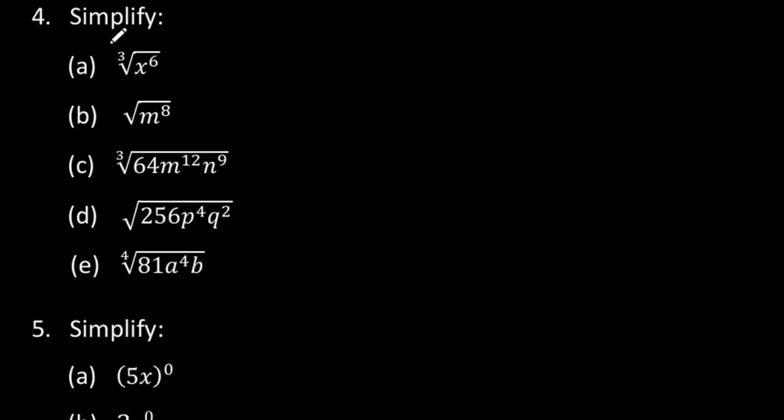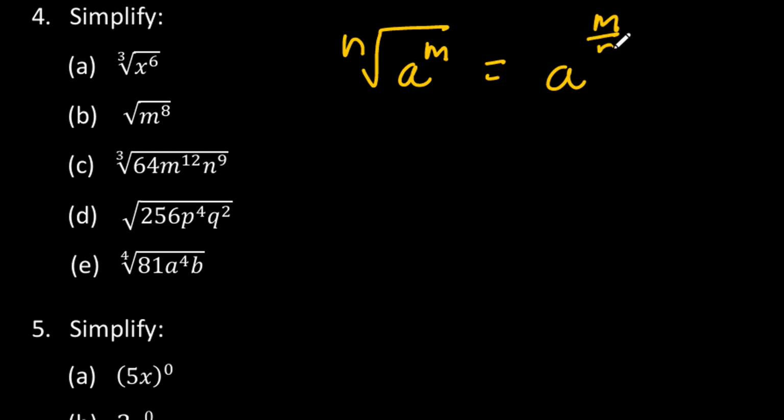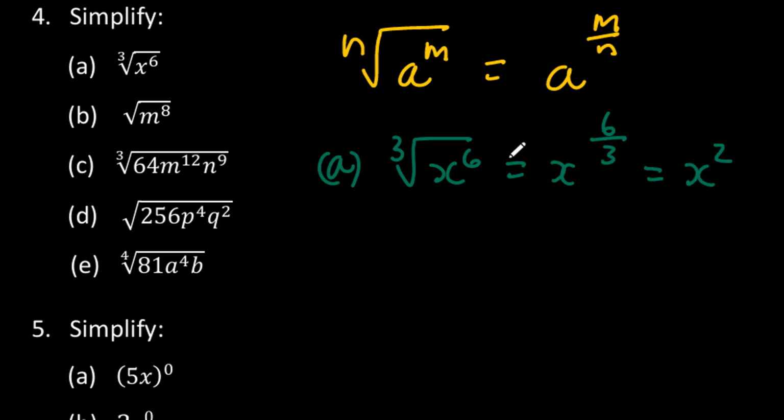Then question 4 here deals with the exponential law that says the nth root of a to the m equals a to the m over n. Once again, we can use this law to write a surd as an exponent. So let's look at a. We have the cube root of x to the 6. So in this case, n is equal to 3 and m is equal to 6. So using this law, it's going to be x to the 6 over 3. In other words, x squared.